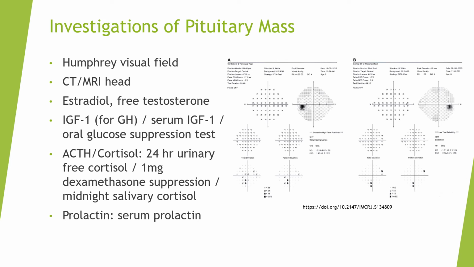So estradiol and free testosterone, IGF-1, or oral glucose suppression test to see if growth hormone is adequate. For ACTH or cortisol, we can do a 24-hour urinary free cortisol, or 1 milligram dexamethasone suppression, or midnight salivary cortisol at around 11 p.m. For prolactin, we can measure the serum prolactin.